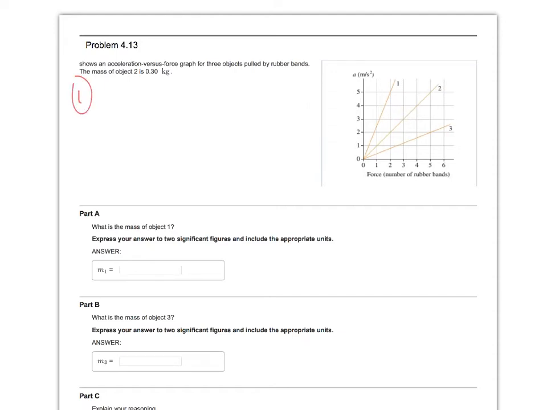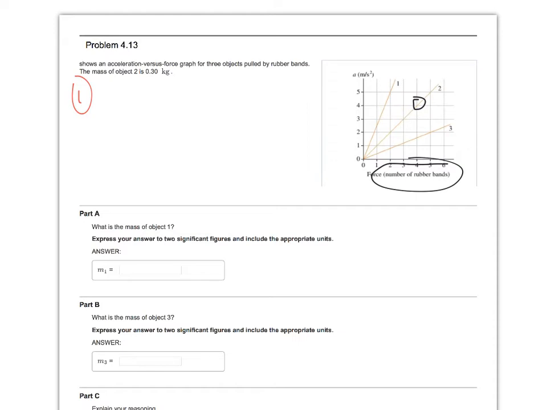The first way, and maybe the slightly easier to understand way, is to look at this graph, and I'm going to pick a point here. And the reason why I'm picking this point is this. I don't know units of number of rubber bands. Okay, I don't know that as a unit of force. What I do know, though, is newtons. And if I know my force in newtons, and I know my acceleration, I can calculate my mass.